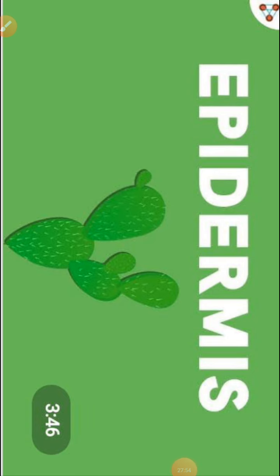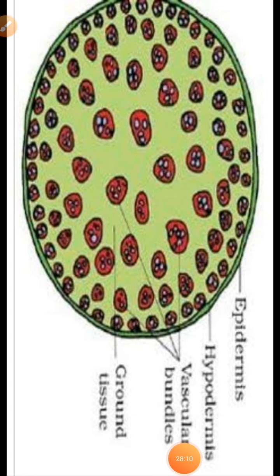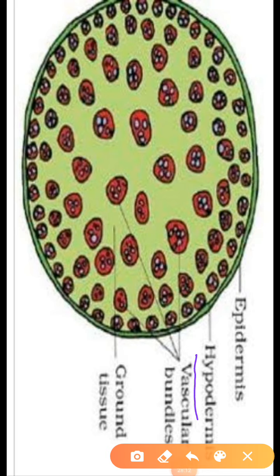Epidermis is the outermost layer, a single layer of parenchyma cells. It's covered with thick cuticle, multicellular hairs are absent, and stomata are also less in number. Hypodermis is made up of few layers of sclerenchyma cells interrupted by chlorenchyma. Sclerenchyma provides mechanical support to the plant.